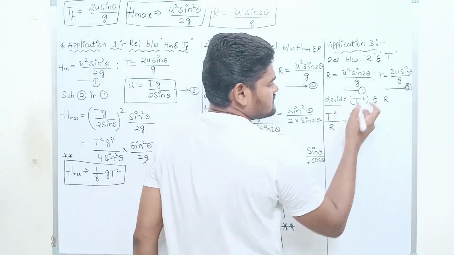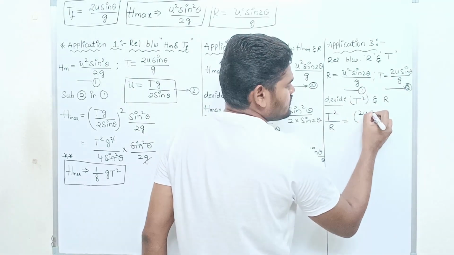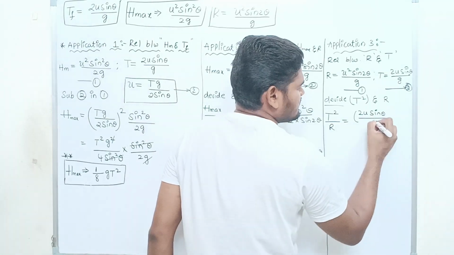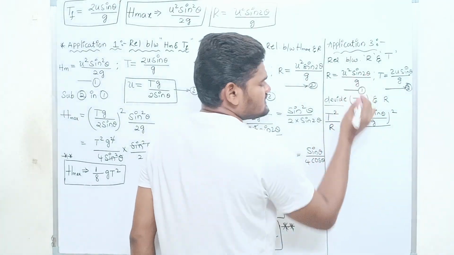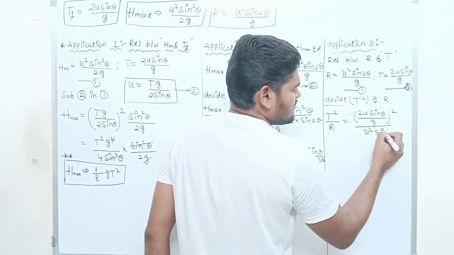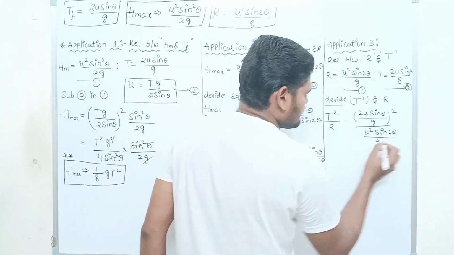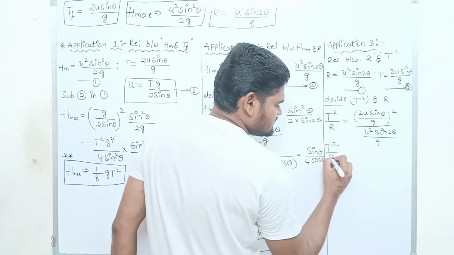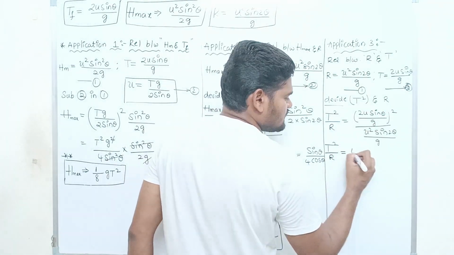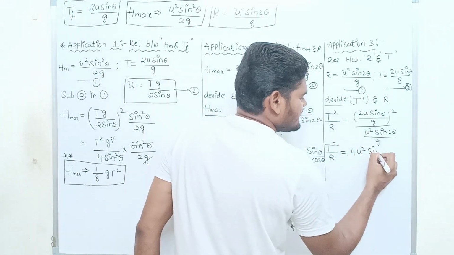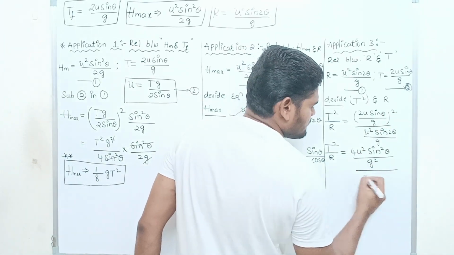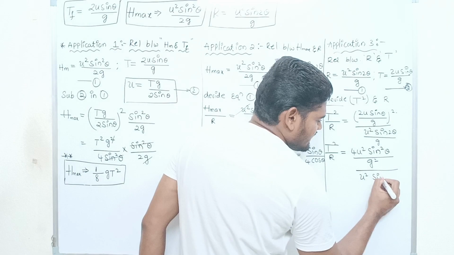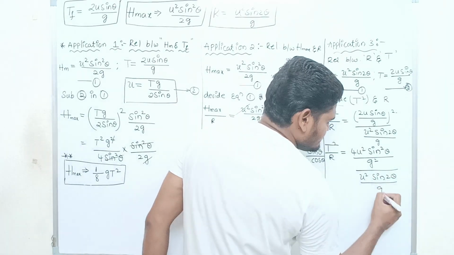So what is t square? The t value is what? 2u sine theta by g, whole square, divided by R. What is range? u square sine 2 theta by g. So t square by R is equal to 4 u square sine square theta divided by g square, divided by u square sine 2 theta divided by g.